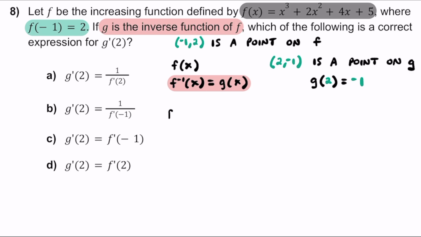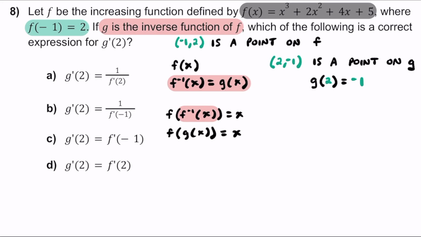Now, just a quick reminder, when we're dealing with inverses, if you write a composite function of a function with its inverse, like f of f inverse of x, you're always going to get x. So we can write this equation. Remember, this f inverse of x is the same thing as g of x, so we can say that f of g of x is equal to x.